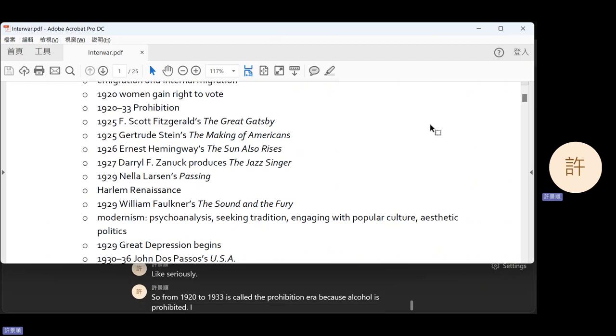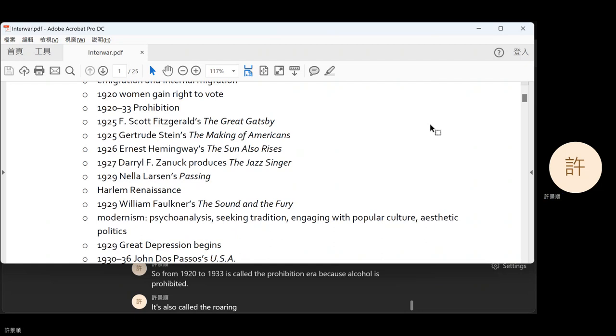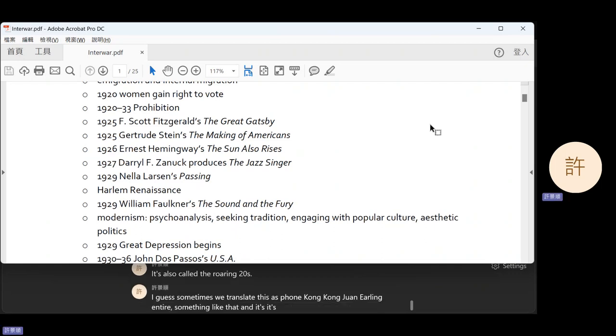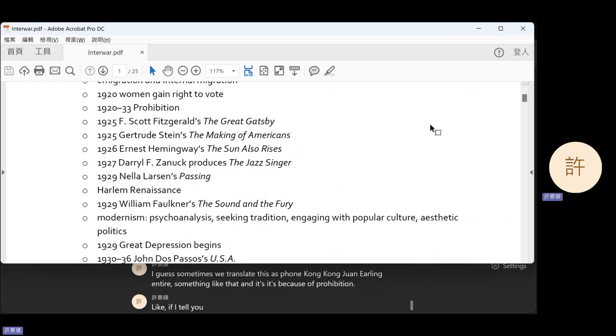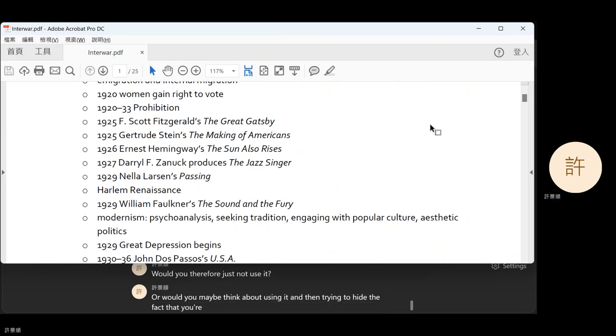It's also called the Roaring Twenties. I guess sometimes we translate this as 狂欢二零年代, something like that. And it's because of prohibition. Like, if I tell you you're not allowed to use ChatGPT on your exam, would you therefore just not use it? Or would you maybe think about using it and then trying to hide the fact that you used it? Same thing happened with prohibition.